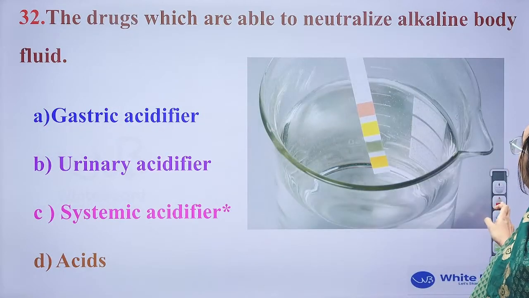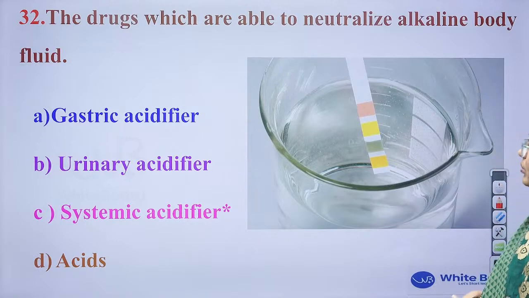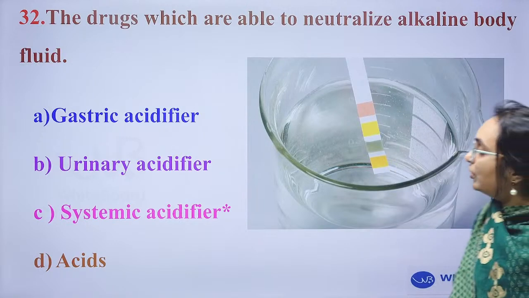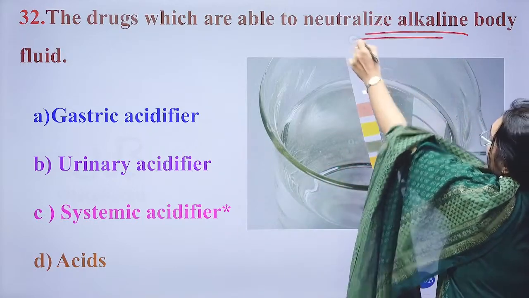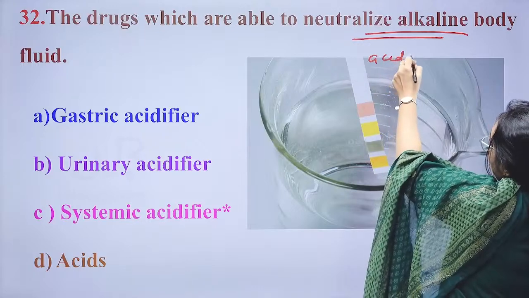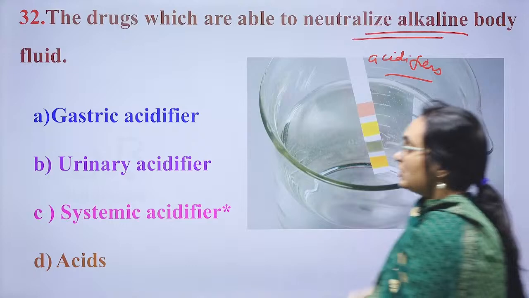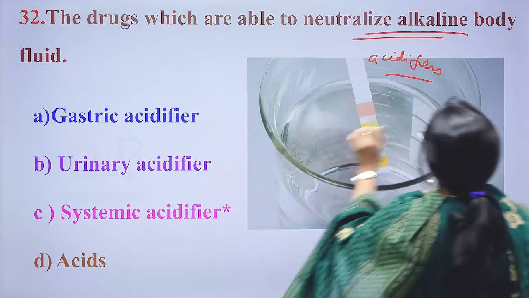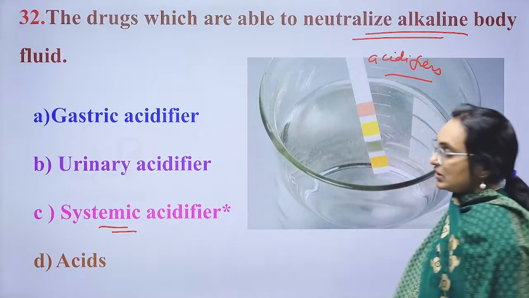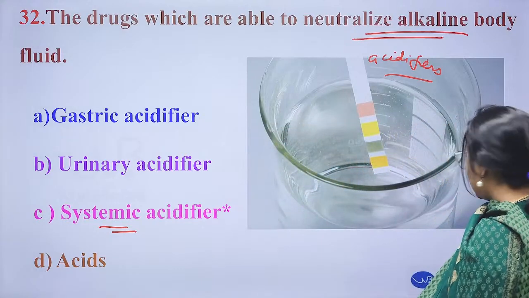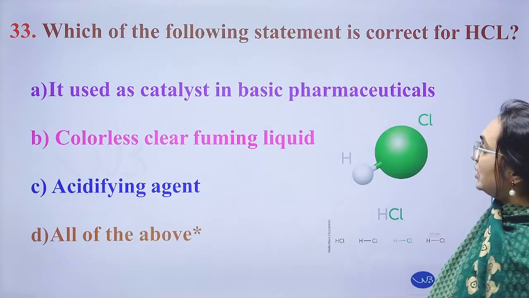Next question. The drugs which are able to neutralize alkaline body fluids. So, neutralizing the alkalinity, acidifiers. Acidifiers are the drugs which are used to neutralize the alkaline body fluids, that is systemic acidifier. Answer is C.